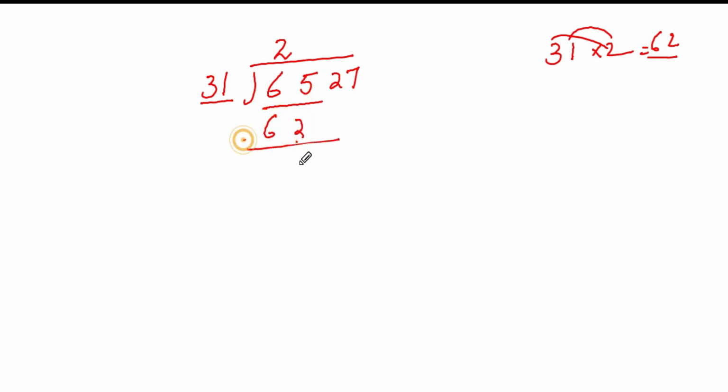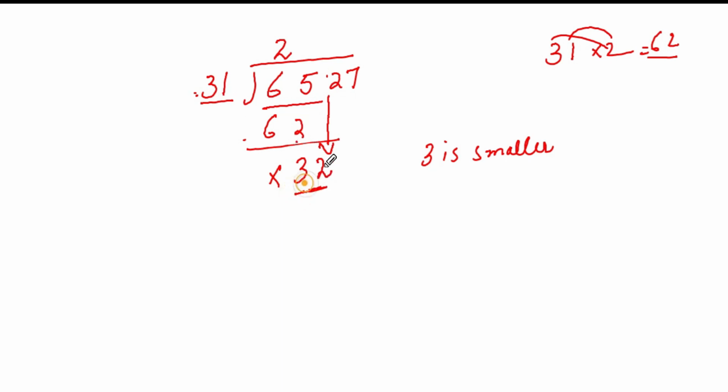5 minus 2 will give me 3. 6 minus 6 is nothing, right? Okay, now this 3 is less than 31, right? That means 3 is smaller than 31. So what do we need to do? We need to put down the next digit, that is 2. Okay, so I can write here 2.